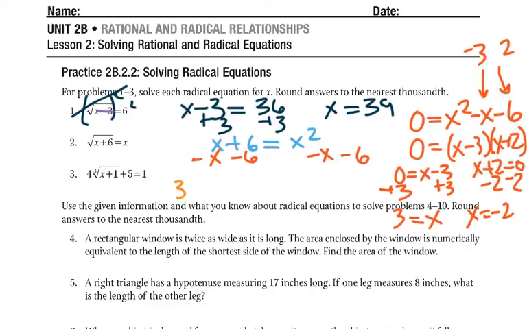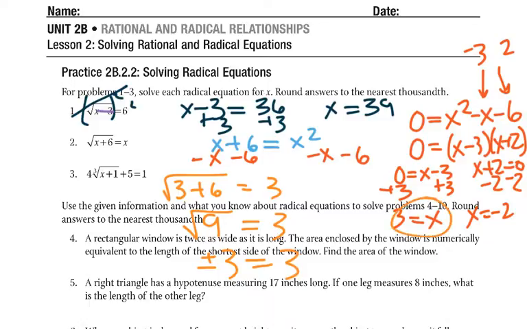So 3 plus 6 equals 3. 3 plus 6 is 9. Square root of 9 is a positive or a negative 3. So yeah, gives us a positive 3. That one works. So we know 3 is a solution.